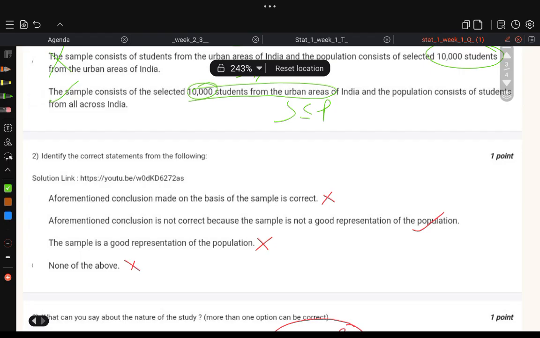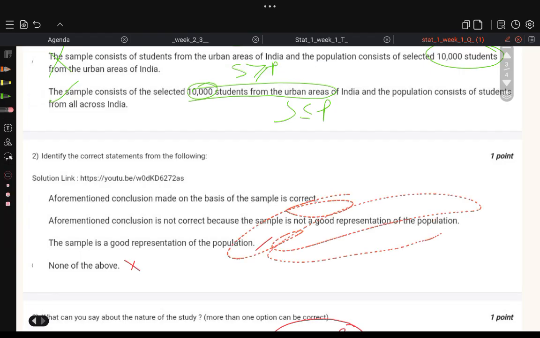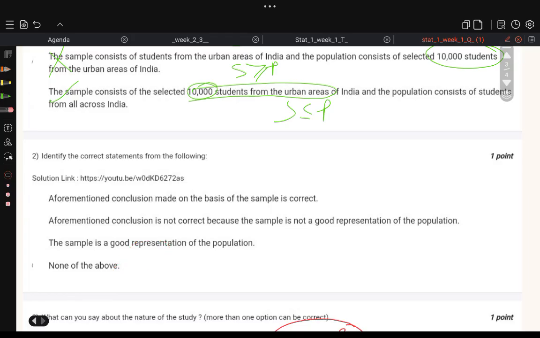Identify the correct observation. Let me remove these. See, the affirmation, conclusion made on the basis of the sample is correct. It is wrong. The sample is biased, it cannot give correct results. As we have seen in the fourth example, the sample was still biased, right? So it cannot give correct results, so it will be wrong. So none of the above is also wrong.